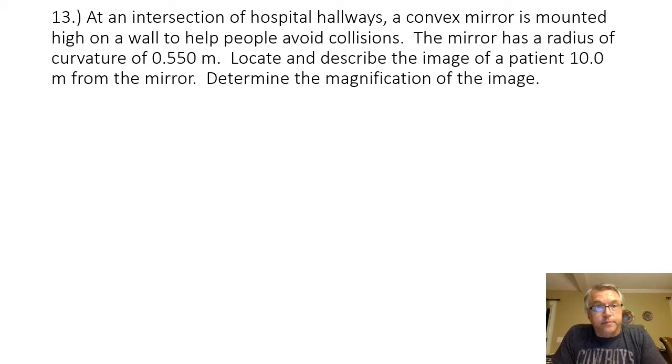Problem 13. At an intersection of hospital hallways, a convex mirror is mounted high on a wall to help people avoid collisions. The mirror has a radius of curvature of 0.550 meters. Locate and describe the image of a patient 10.0 meters from the mirror. Determine the magnification of the image.